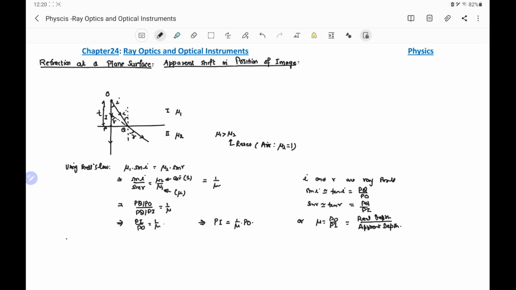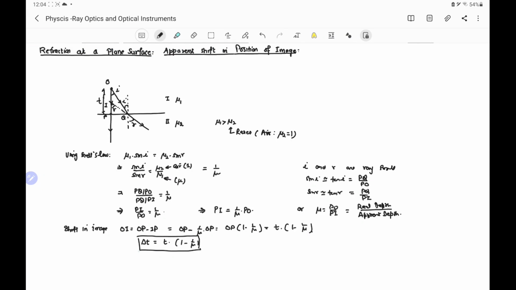Therefore, the shift in the image, that is OI, will be equal to OP minus IP, and IP we have already calculated as 1 by mu into OP. If we take OP common, it is 1 minus 1 by mu, and OP is the distance of the object, which we have taken as t, so it is t into 1 minus 1 by mu. So the shift in the image position will be delta t, and that is equal to t into 1 minus 1 by mu.